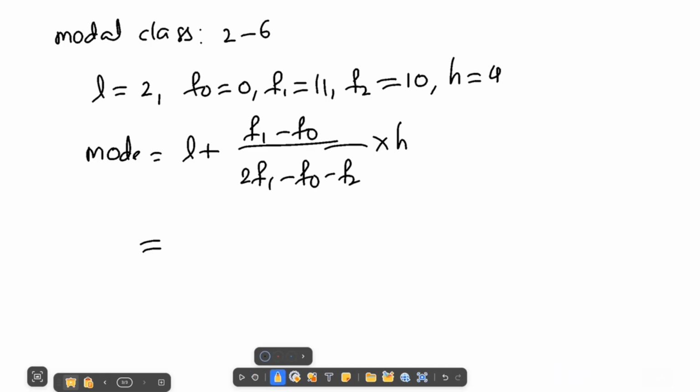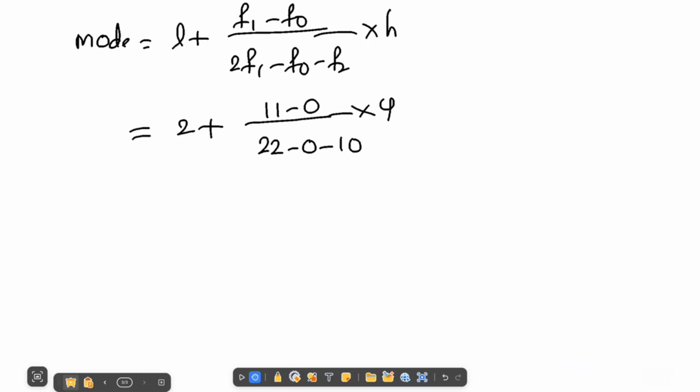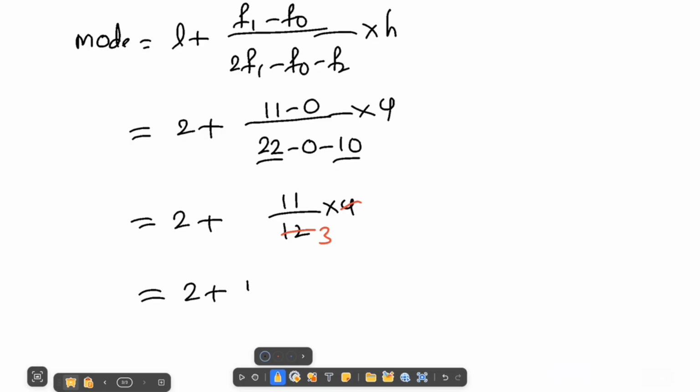So L is 2, plus f1 minus f0, 11 minus 0, by 2f1. 2f1 means 2 times f1, which is 22, minus f0 which is 0, minus f2 which is 10, into h which is 4. So it is equal to 2 plus 11 minus 0, 11, by 22 minus 10, 12, into 4. We can cancel: 4 ones are 4, 4 threes are 12. Now it is equal to 2 plus 11 by 3.